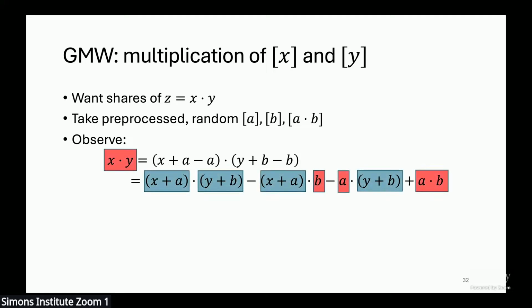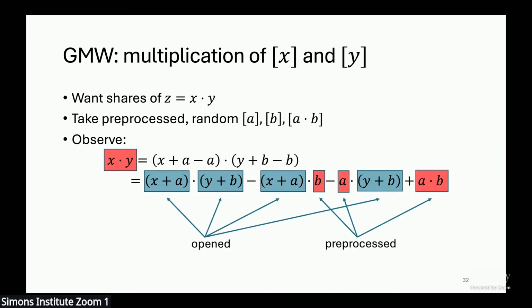And if I separate out, okay, the red terms here are the preprocessed and secret shared random triple, A, B and A times B. And look at everything else we have after expanding this. We have X plus A and Y plus B, and again, X plus A and Y plus B. So if we open these X plus A and Y plus B values, then now this whole equation is a linear function in these preprocessed secret values, so we can compute it without interaction.